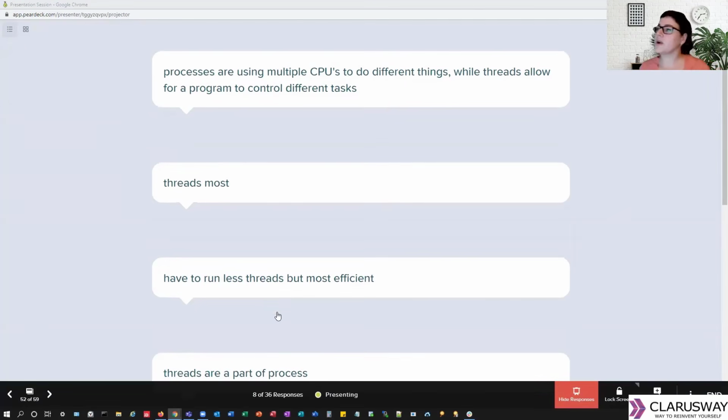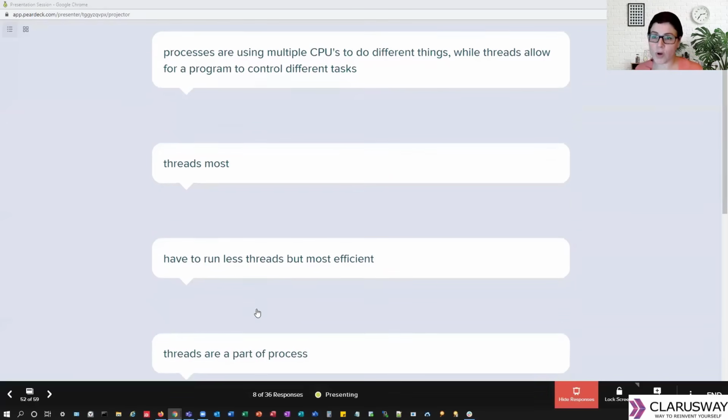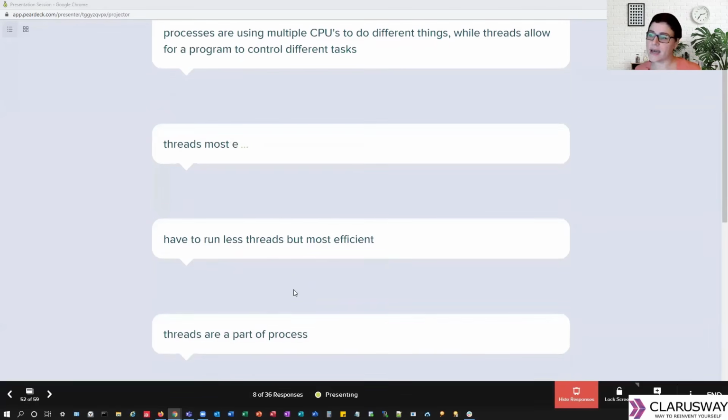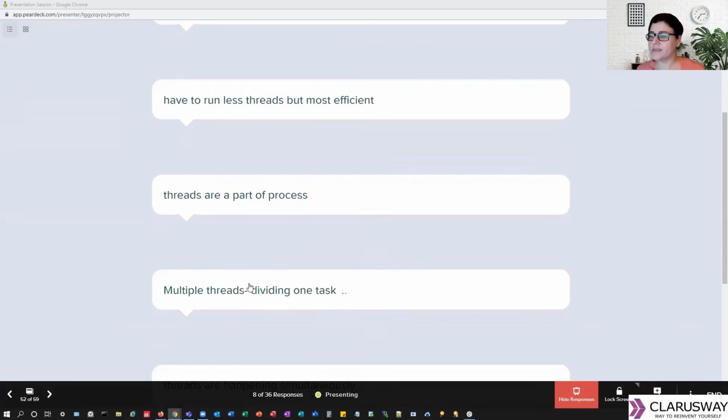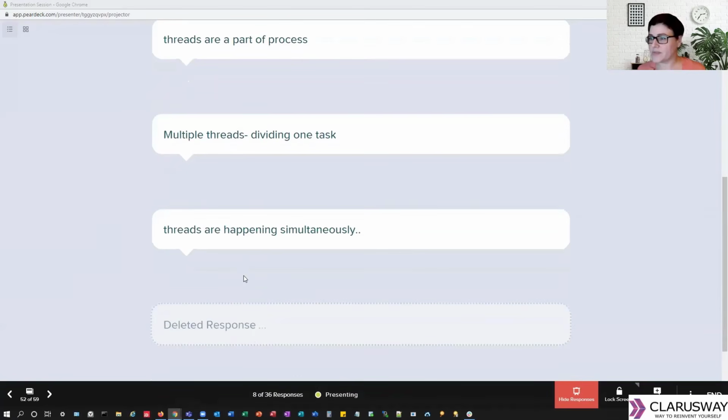Yeah, I see like threads are part of a process, or a process broken down into multiple components that can be run concurrently. Yeah, threads are dividing one task.